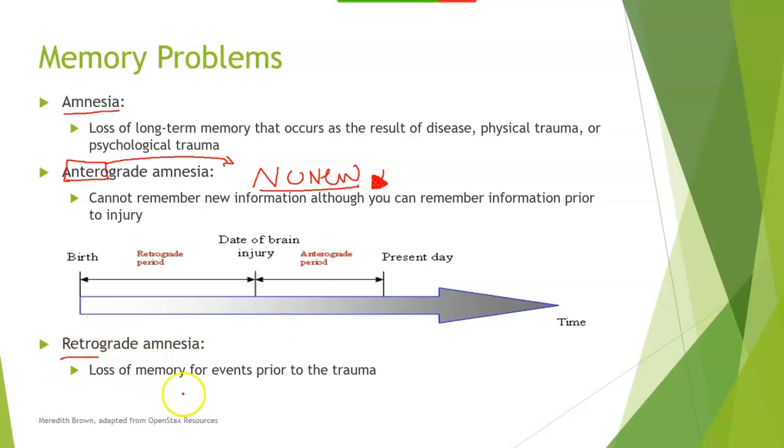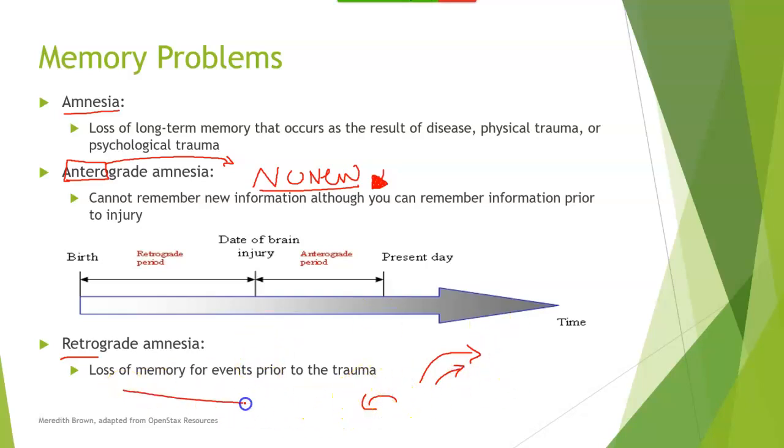Retrograde amnesia. Retrograde amnesia is the loss of memory for events prior to the trauma. Sorry, I had a puppy. All right, so retrograde amnesia. This is loss of memory for events prior to the trauma. So, prior. We get in an accident. We can remember new things, but we can't remember our family, our friends, where we worked.